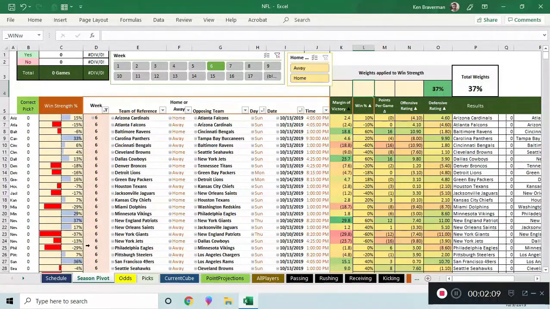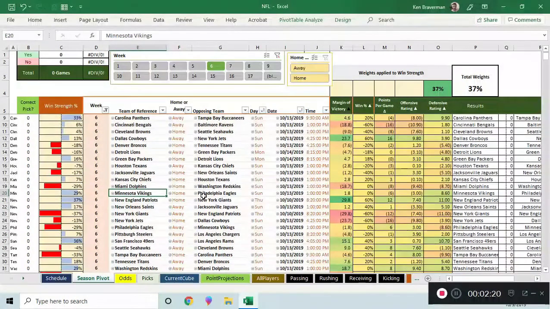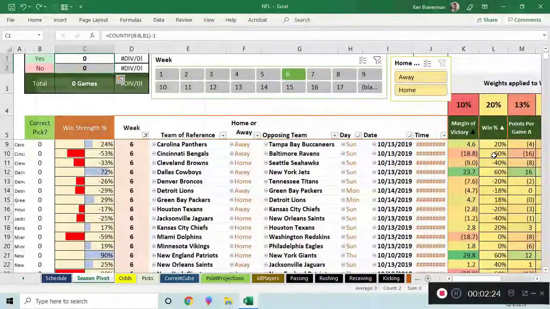You can just do this, and you can see that teams like Carolina have better defenses than you'd think. The Patriots, obviously, good defense. Minnesota's defense may be better than you think against the Eagles. That's shocking when you look at just defensive ratings, stuff like that. It's pretty cool to mess around.